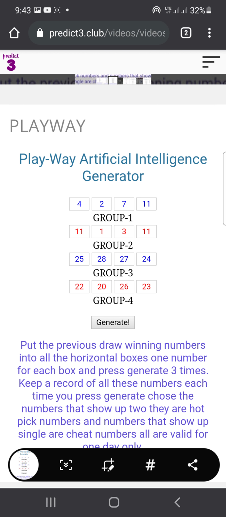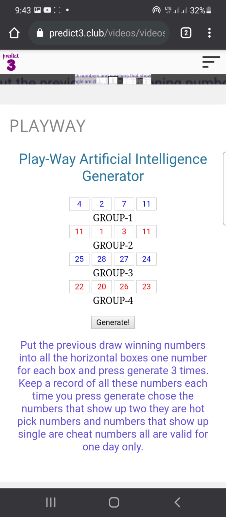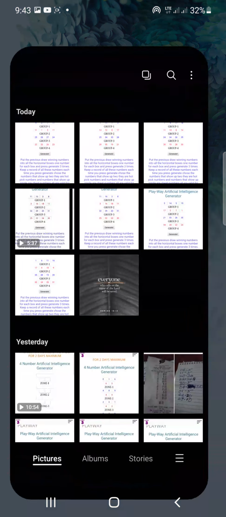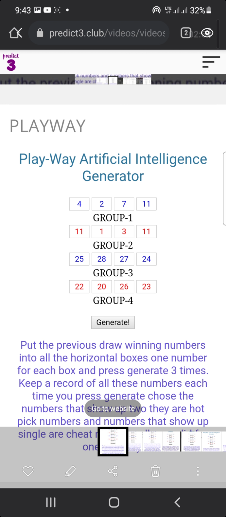All right, so once you finish doing that, these numbers are valid for one day, so use them in the morning and in the night. These numbers are valid for one day, and every day you have to put in the previous numbers, the past 18 previous draws in the boxes, and then press generate 3 times again. Now what we're going to do is look for the numbers that show up 2 times or more, because those are going to be your hot pick numbers, right?